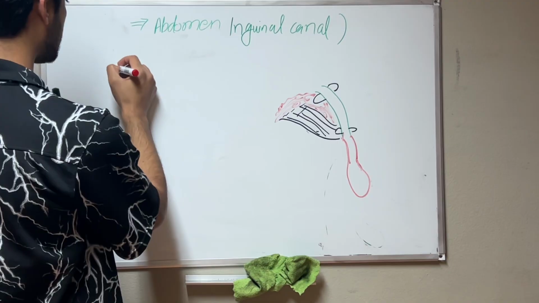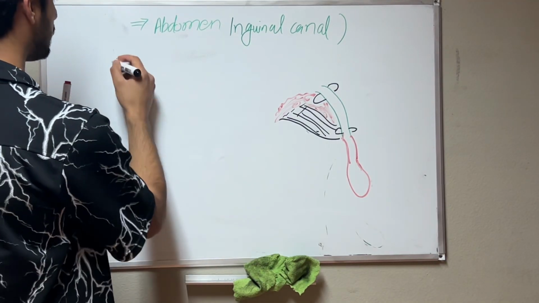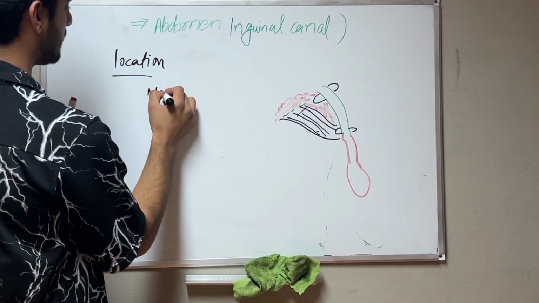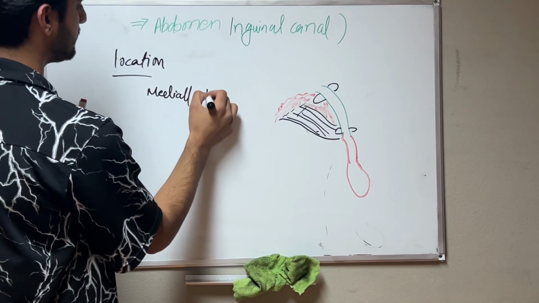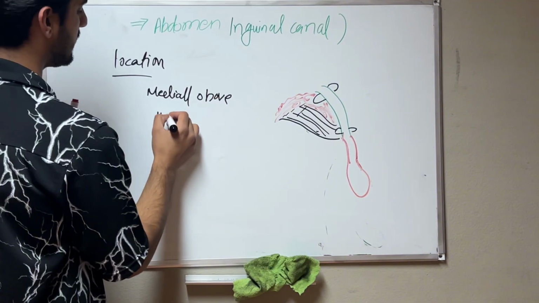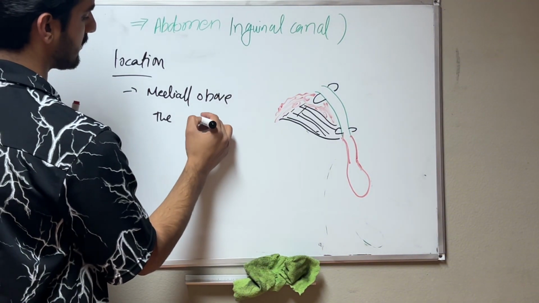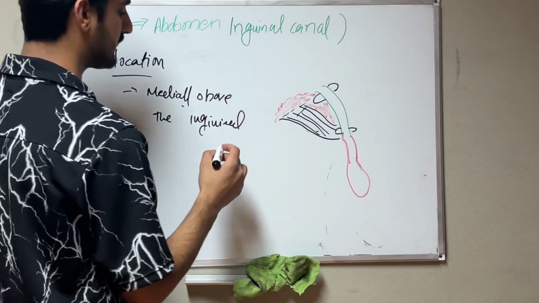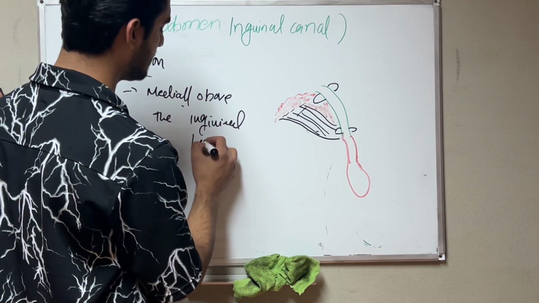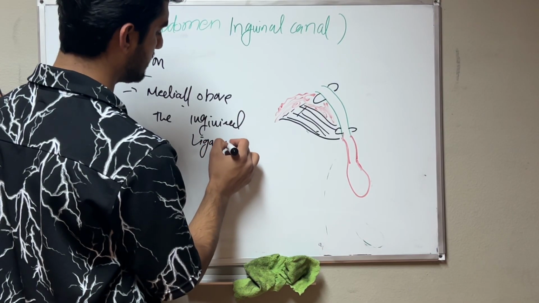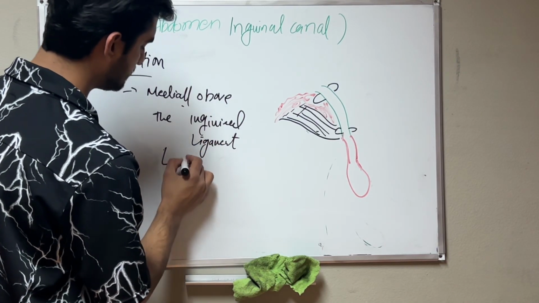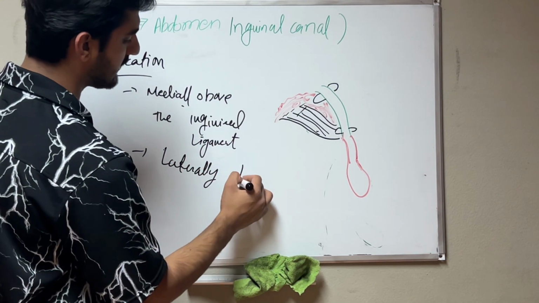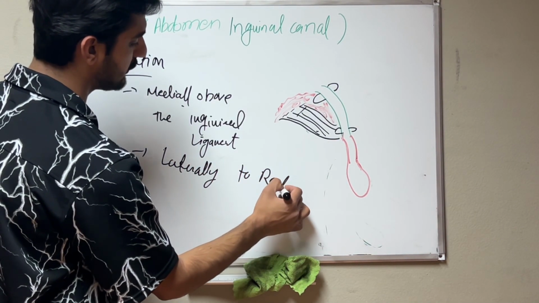If we talk about the location, medially it is about the inguinal ligament, and where is the inguinal ligament? It is the one we discussed, from the iliac crest, the inguinal ligament, and laterally to the rectus sheath.